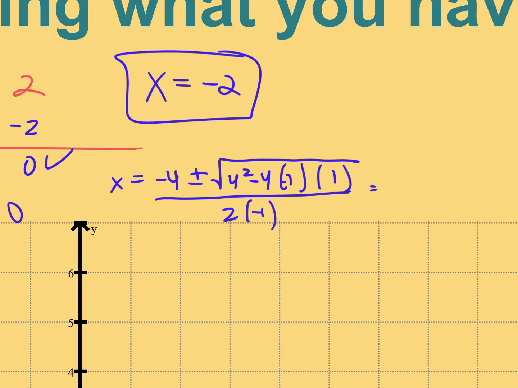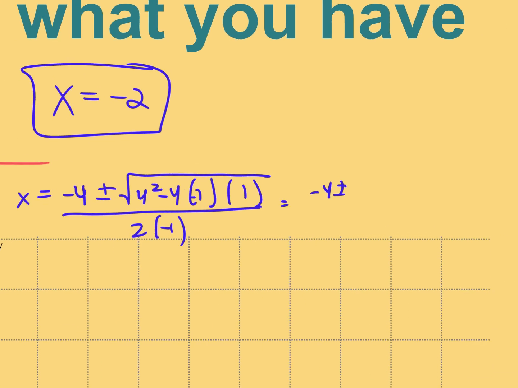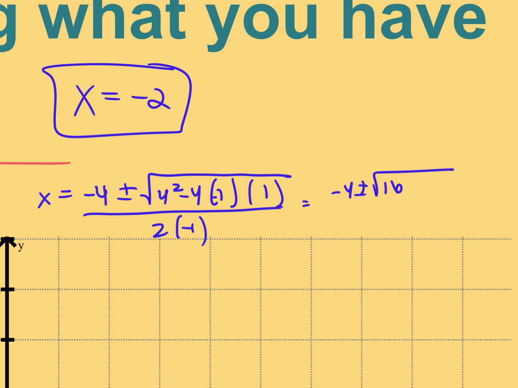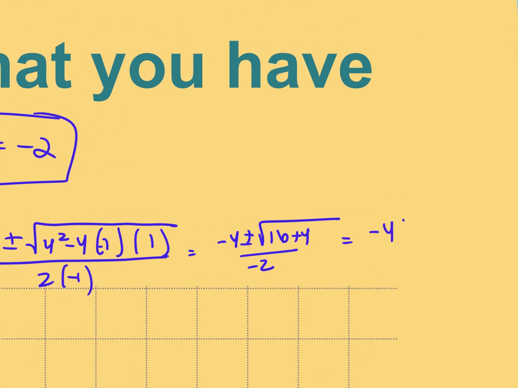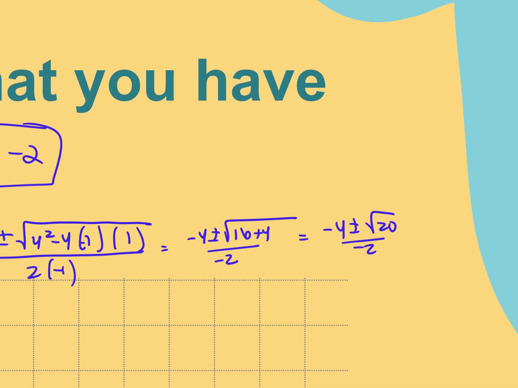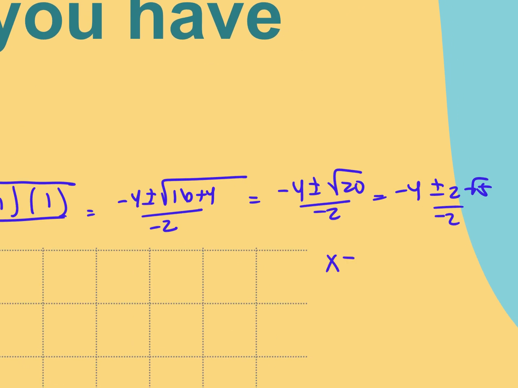So as we simplify, -4 plus or minus the square root of 16 plus 4, over -2. -4 plus or minus the square root of 20 over -2. Does 20 break down? 4 and 5. So -4 plus or minus 2 root 5 over -2. And then we can simplify a tad bit more. So x equals -2, no, that'd be positive. x equals 2 plus or minus the square root of 5.